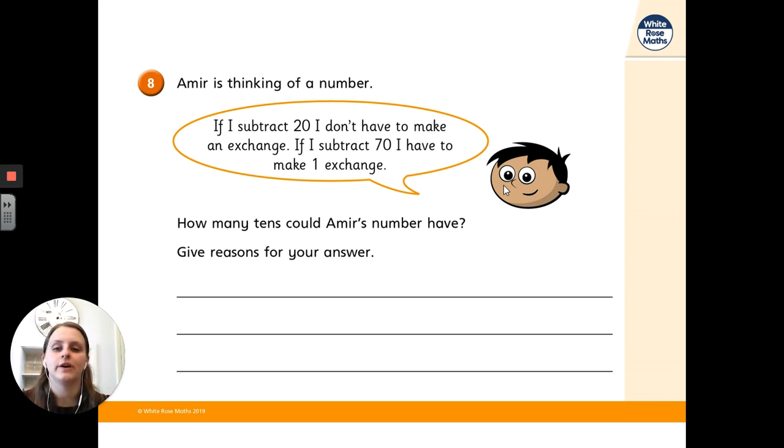But then you also need to work out from those numbers, if I subtract 70, which ones will I have to do an exchange with? So if I had 190 and I subtracted 70, I wouldn't have to do an exchange because 90 would be bigger than 70. So have a think, work out which numbers would answer the first part, which numbers would answer the second part, and then see which ones are on both of your lists to find your answer. That would be giving reasons for your answer, because it would show me how you've done your working out, how you've come to that conclusion.